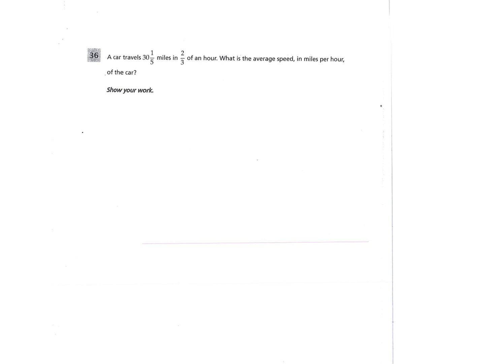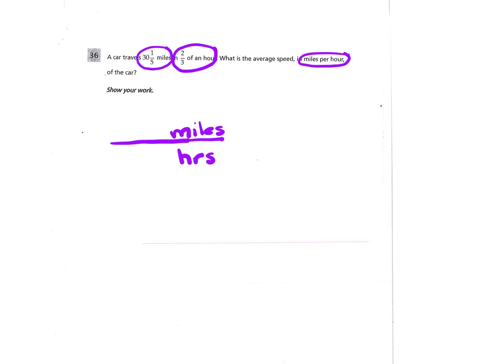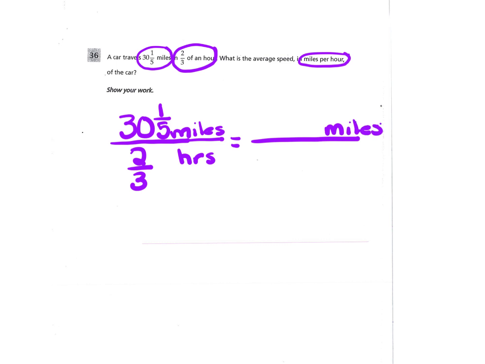Problem number 36. It says a car travels 30 1/5 miles in 2/3 of an hour. What is the average rate of speed in miles per hour for the car? In other words, what's the unit rate? We know miles goes on top and hours on the bottom. Put the 30 1/5 on top and the 2/3 on the bottom. We're going to find the unit rate. How many miles per 1 hour?